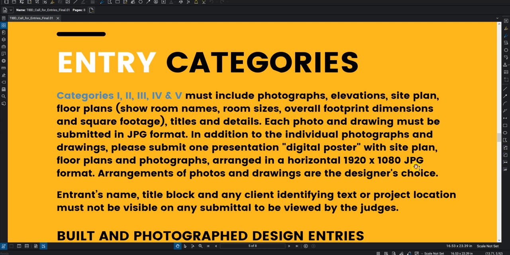If you're not able to save it as a JPEG format, you can also do it as a PDF. I will convert it to a JPEG, and the presentation board is really only for the slideshow presentation at the convention. This will not be used for judging. The images that will be used for judging will be the individual photographs, the individual elevations, site plan, and floor plans. So you can have those as high resolution. Those do not have to be the 1920 by 1080 format. Those can be anything. It can be vertical, it can be horizontal, it can be high resolution or medium resolution, whichever you have.